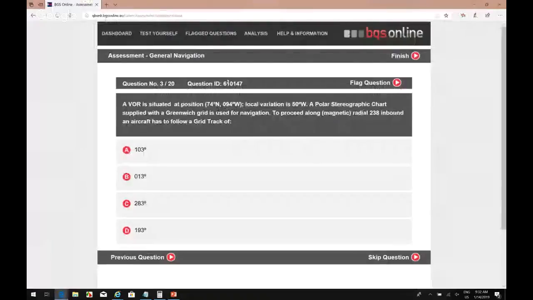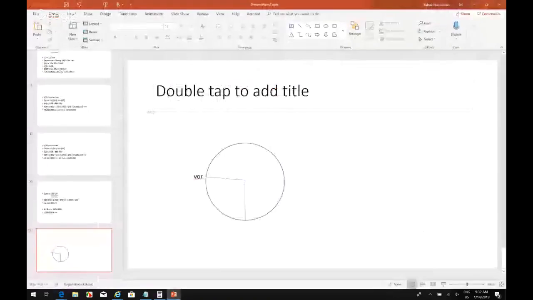Okay, 94 west. Polar stereographic with Greenwich grid is used for navigation. To proceed along magnetic radial 238 inbound, an aircraft has to follow a grid track of 238 inbound. So what would be 238? 238 would be something like that, a radial going in that direction. That's 270, that's 250, that's going to be more like this. Let's do that.